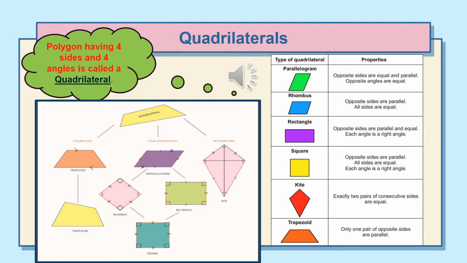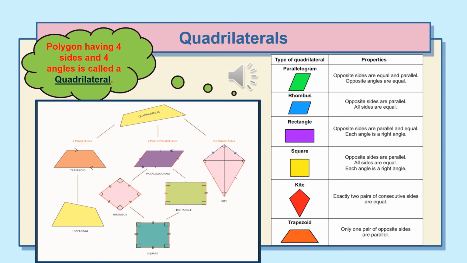Now here we revise the quadrilaterals. A polygon having 4 sides and 4 angles is called a quadrilateral. What are the types of quadrilaterals? A parallelogram, where opposite sides are equal and parallel. Remember, the opposite angles are also equal. What is a rhombus? A parallelogram where all the sides are equal.